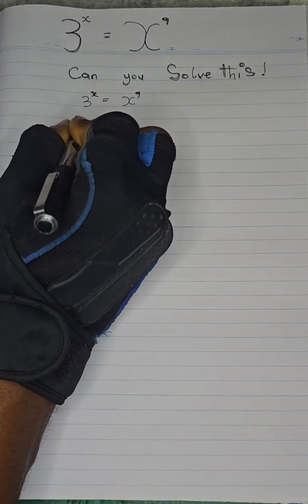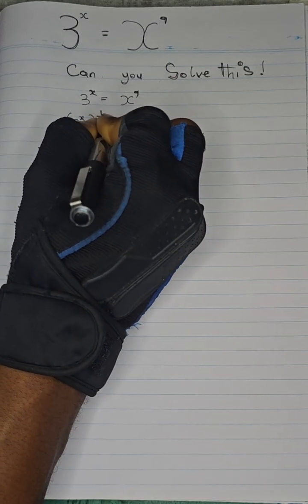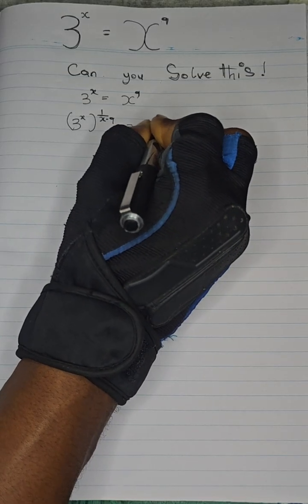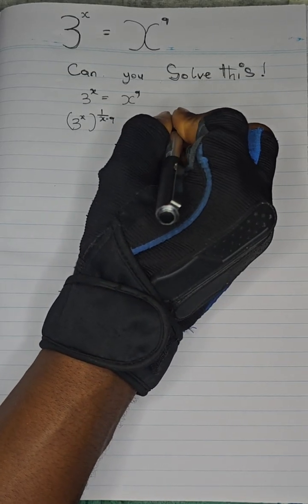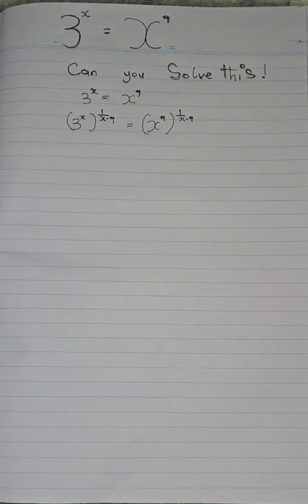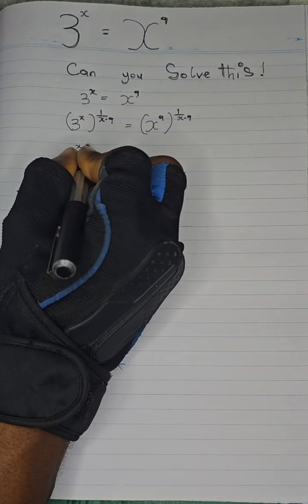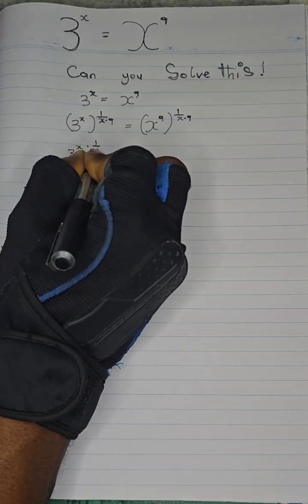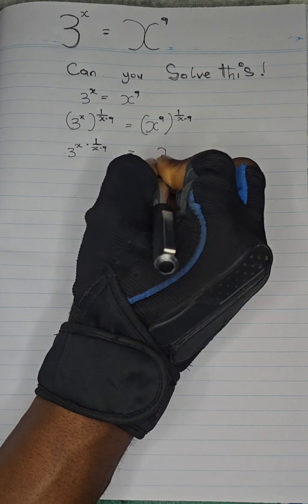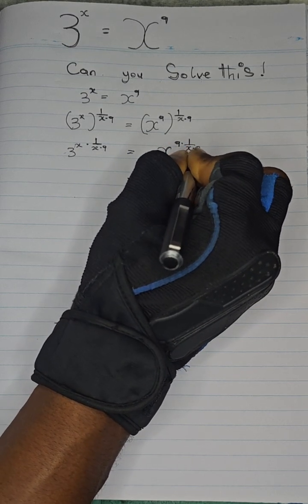First, we have 3^x. We put it in bracket and multiply it by 1 over x times 9. This dot means times. This is equal to x raised to power 9. Put it in a bracket and multiply by 1 over x times 9. After that, you open up the bracket, you have 3^x times 1 over x times 9. This 3 is raised to power everything here. Same thing applies to the x part. x is raised to power 9 times 1 over x times 9.